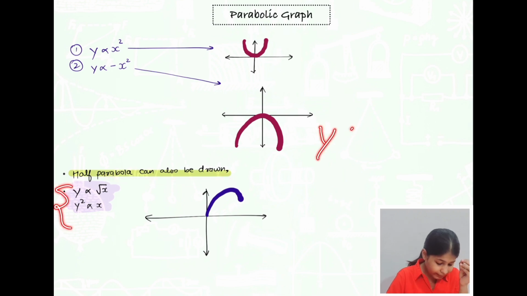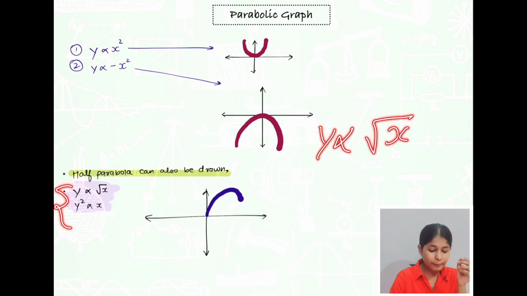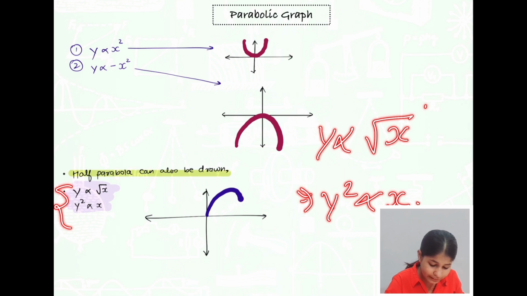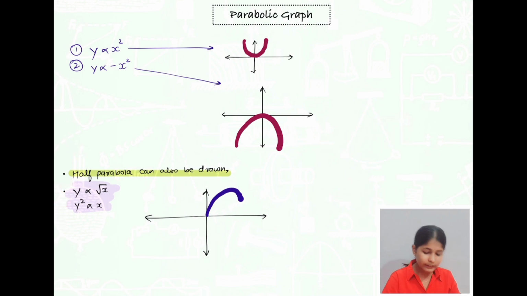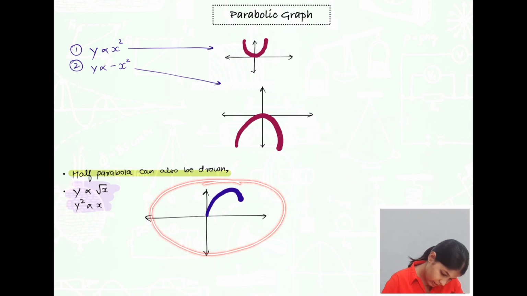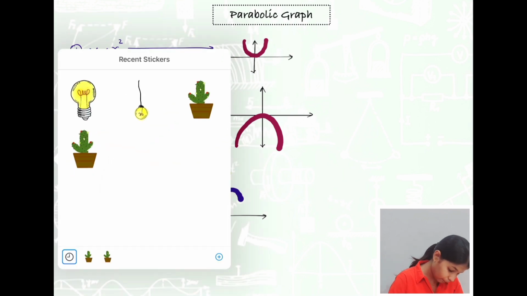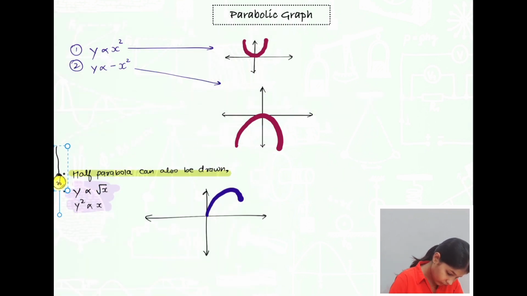Okay? In case y is directly proportional to under root x, and if you square both sides, what you will get? y square is directly proportional to x. In both these conditions, our graph will be something like this, and it is very important because I have seen a lot of questions which are based upon this.